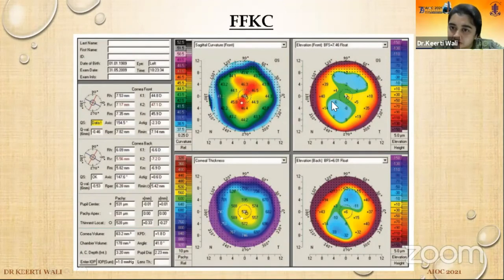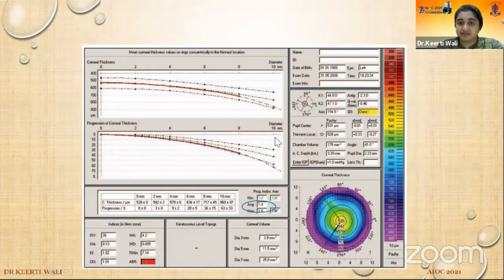And on the elevation maps, there are no significant points. On the posterior elevation maps also, there is -24 as one point, and +15 is just borderline, but +18 is the pathological, more than +18. And the thickness is also normal. The thinnest location is 528 and it is not decentered. So in these cases, there is a lot of confusion about what to do. And in these cases, the Belin-Ambrosio curve and the indices will help us to see the risk.